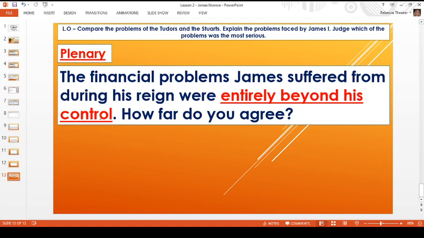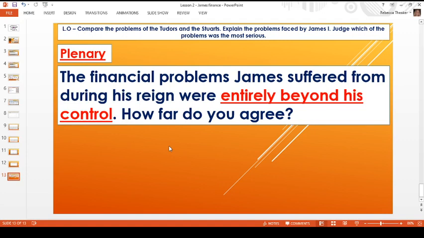So I've put this little bit in red here because that's the key part of the question. Entirely beyond his control. If you say that something is entirely beyond your control, it means you play no part in it. It was an accident. It was someone else's fault. There was nothing you could have done to sort it. Can we say that James's financial problems were entirely beyond his control, or do we think that he also played a part in it as well?